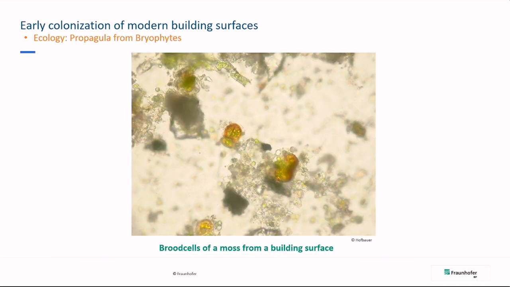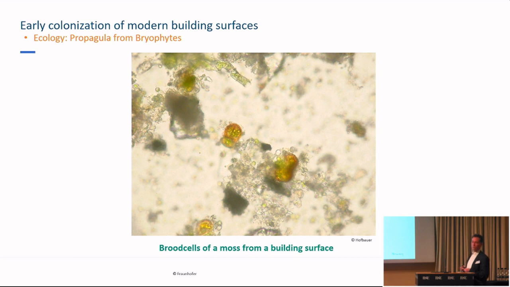Then you can find special organs of these cryptogams or microorganisms. Like here, for instance, from a green surface, it was all covered in these brood cells from a moss. So it didn't develop to further stages, but obviously these brood cells could multiply by themselves.